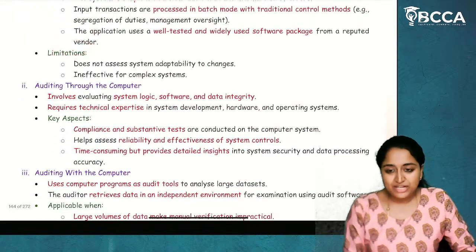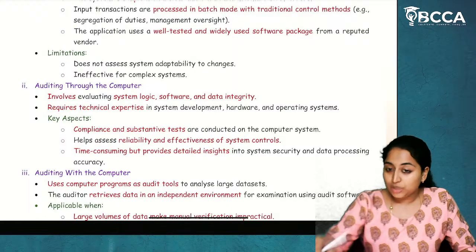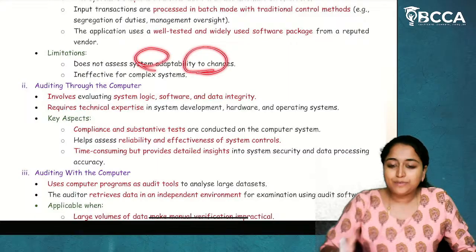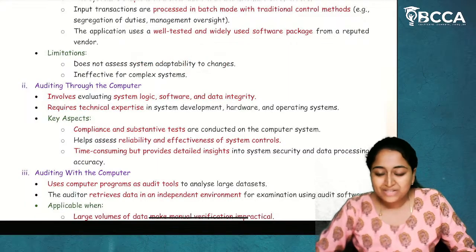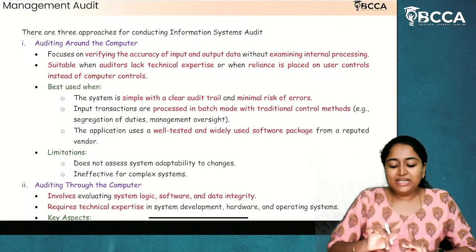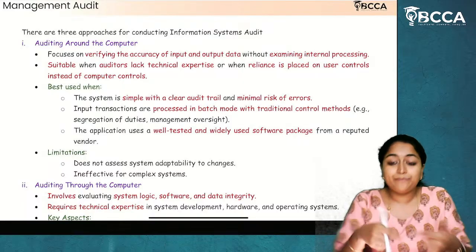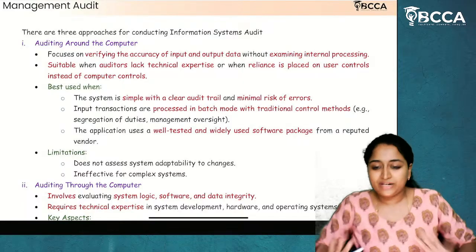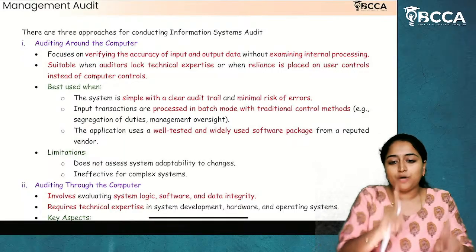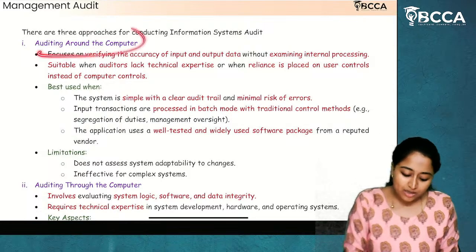Now, what are the limitations? Because we are not going into detail and checking processing logic and all, it does not assess the system's adaptability to changes. If we are checking processing, and there is any malware, any virus attack, any hacking, any problem, then we know how to rectify it. But we are not going to assess all that. We are only assessing input and output. So if there is any problem, we don't know what to do with it. That is auditing around the computer.